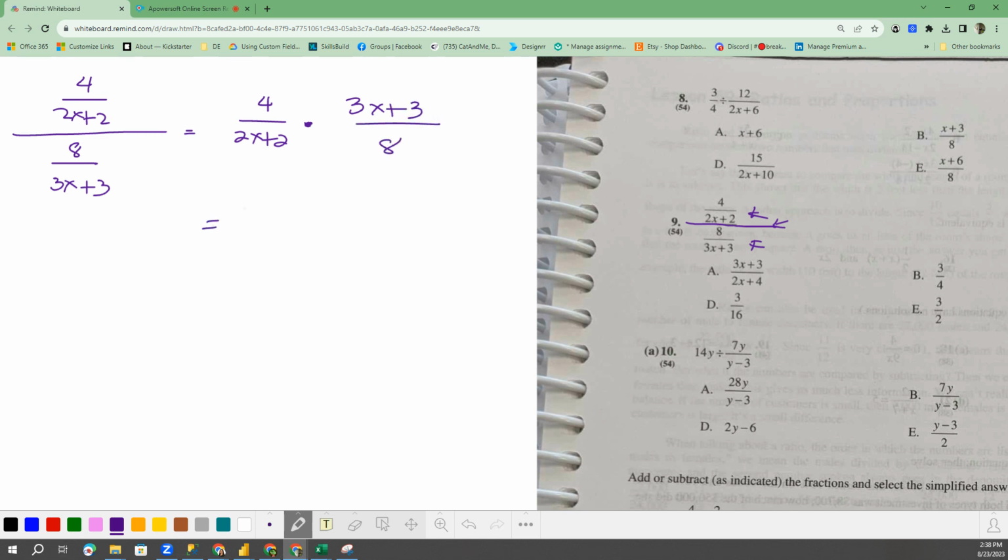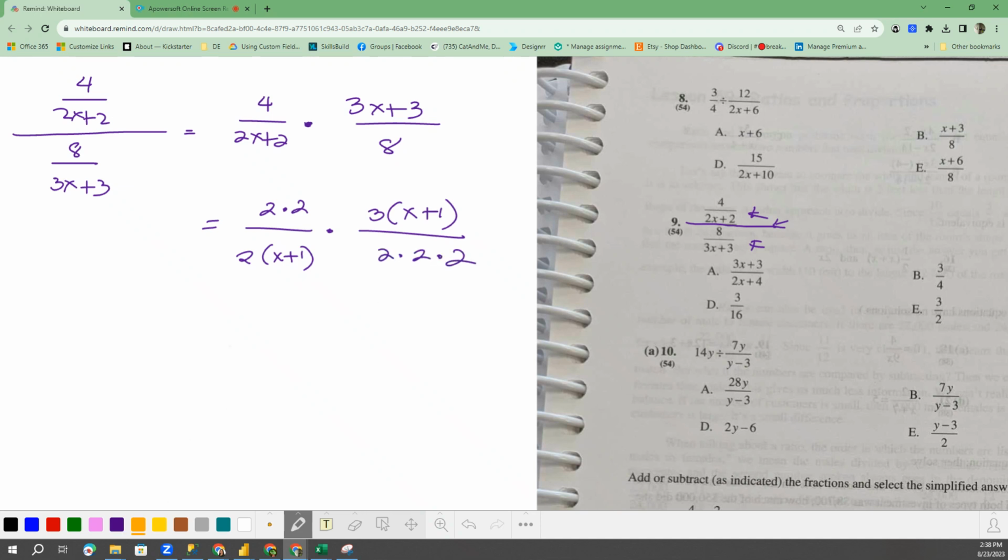Okay, so now this is just like number 8. We need to factor all the numerators and all denominators. So now your 4 can be factored out as 2 and 2. The denominator 2x plus 2 is a binomial, two terms. So whenever you have multiple terms, you always need to get the GCF if there is. So 2 will be factored out, so you have x plus 1 inside. 3x plus 3 is the same, binomial, factor out the 3, x plus 1. 8 is 2 times 2 times 2.